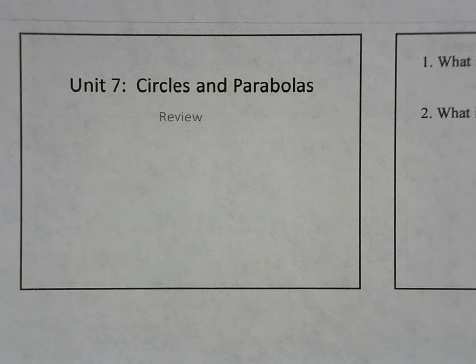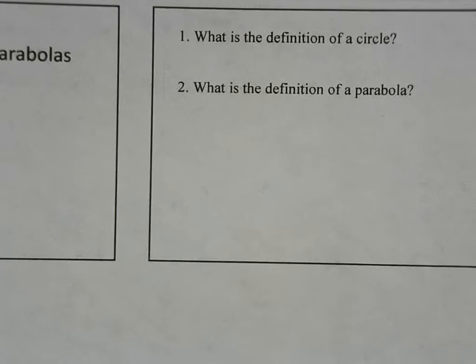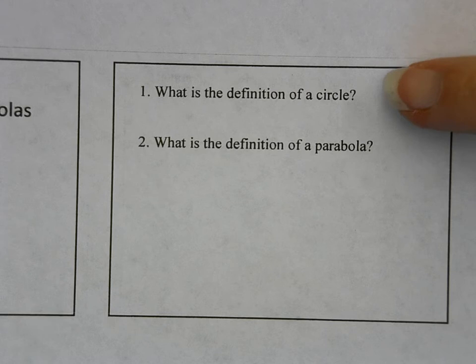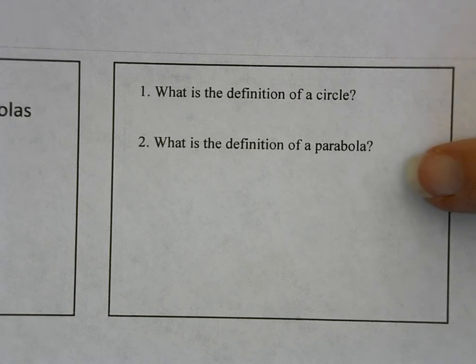This is the review for Math 3, Unit 7 on circles and parabolas. So our first slide of the review was what is a definition of a circle. I'm just going to talk through this one instead of writing it. A circle is the set of all points equidistant from a given point, which we call the center.